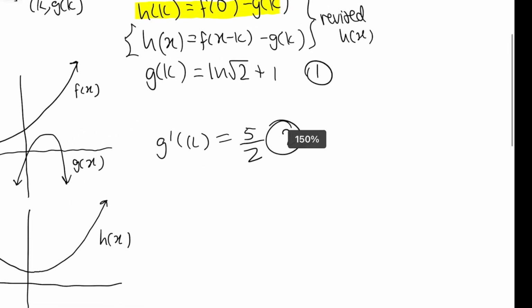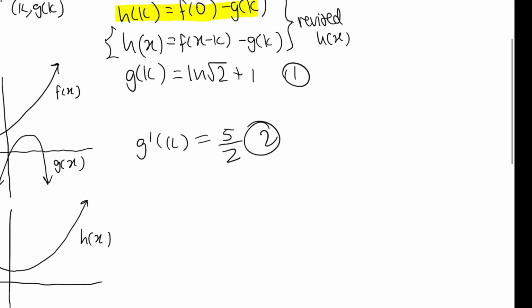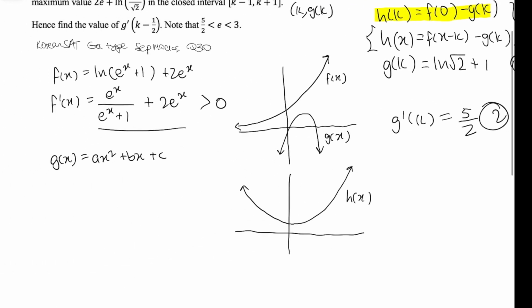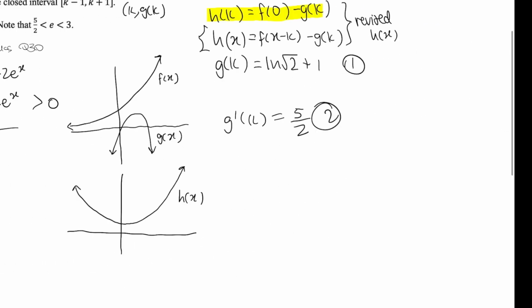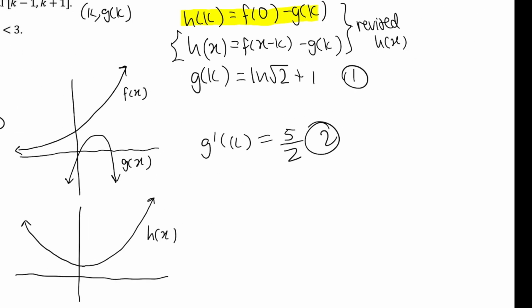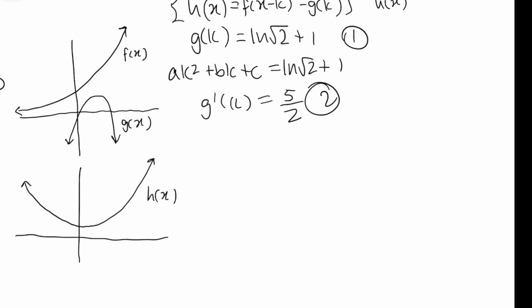What we actually want to do just now is, instead of writing it just as g of k, write it in terms of our general quadratic equation, ax squared plus bx plus c, as in the end we might want to use that to solve for each of these variables simultaneously. So g of k is just ak squared plus bk plus c, and that's ln root 2 plus 1. And if we differentiate ak squared plus bk plus c, we just get 2ak plus b is equal to 5 over 2. So this is our first equation and our second equation.